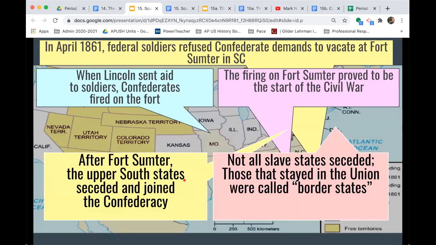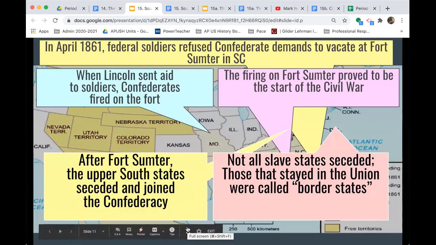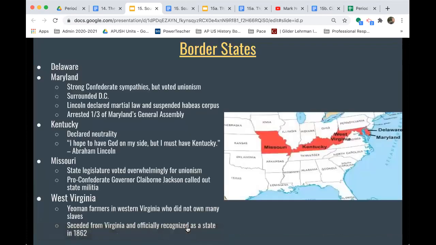And not all slave states secede. There's a couple that we'll talk about here in a minute. And those slave states that stay in the Union are going to be called border states for us going forward. But it is Fort Sumter that is the spark that begins the Civil War.